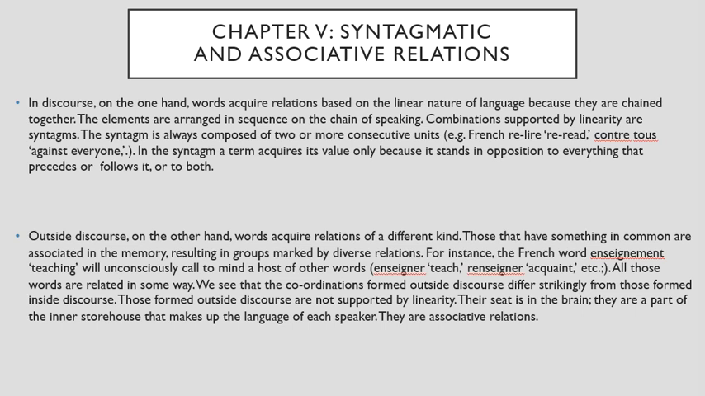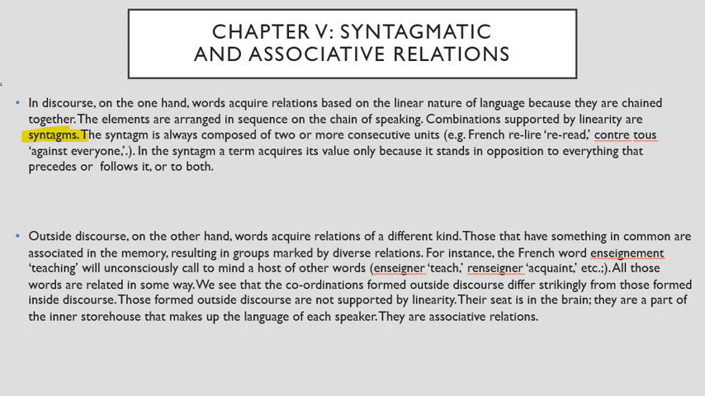So in this course, as we said, if you remember in the first video, I said that we have linearity. When we talk and when we make sentences, we go in a linear manner. Okay. And the elements are arranged in a sequence, in a chain of speaking. The combinations supported by linearity are syntagms, as I highlighted here. For example, this is a cat. This sentence is a syntagm. They are arranged with consecutive units.